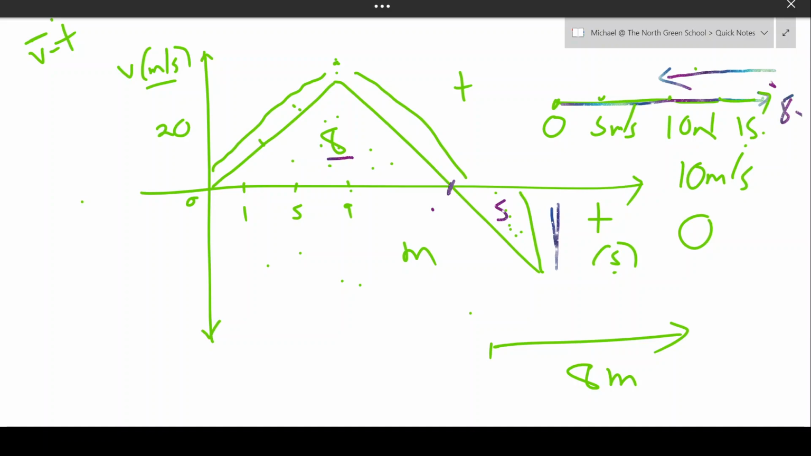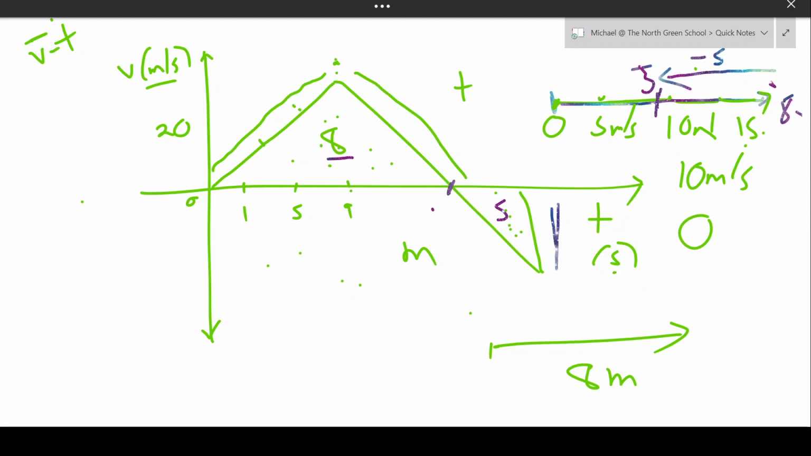And then the area underneath the graph shows you moving backwards. So this area underneath the graph is like you're subtracting 5. And so you end up here at position 3 meters away from where you originally started, if you started at home. So those are the key ideas.